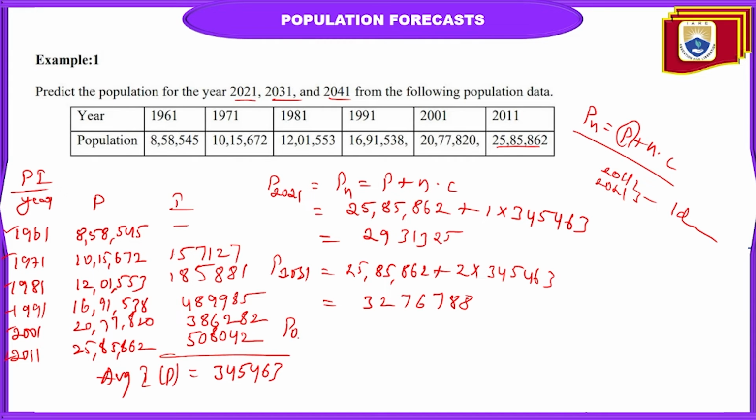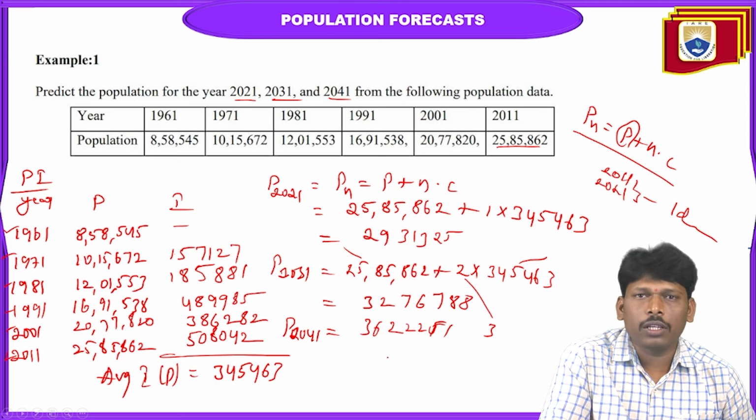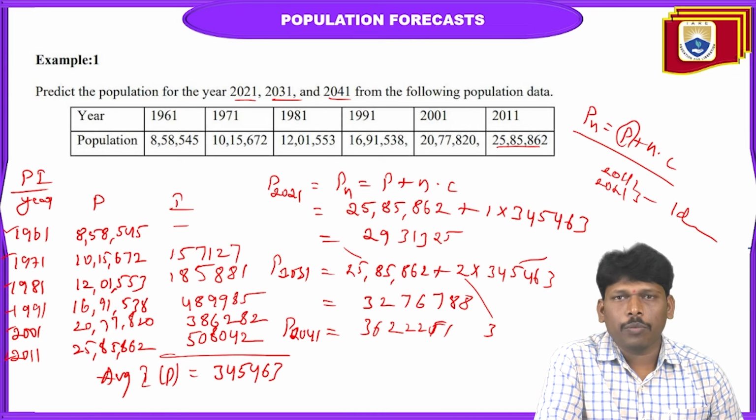If you want 2041, then just apply here, the number of decades is 3 and everything else is the same. This is the average value and P is the known value. Then in 2041 the expected population is this much. So in this way we are supposed to calculate the expected population forecasting.